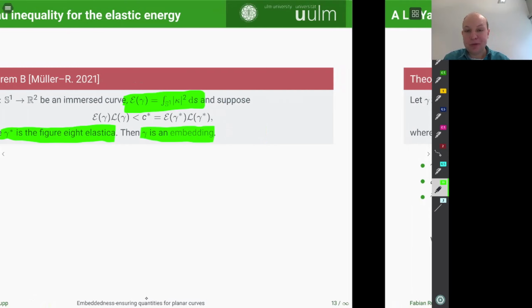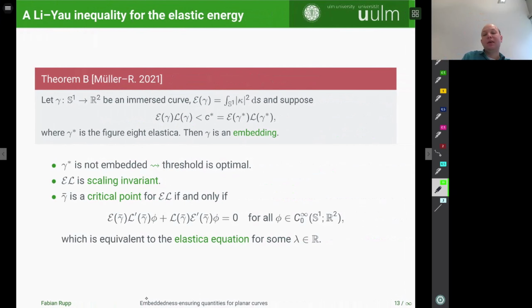Let me make some comments about this result. First of all, since gamma star, the elastic figure 8, is not an embedding itself, since it has a self-intersection, this threshold is automatically optimal.